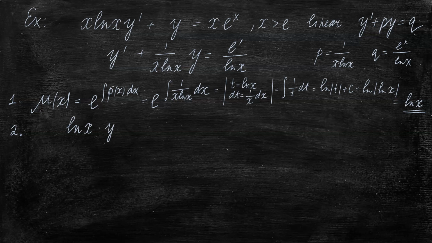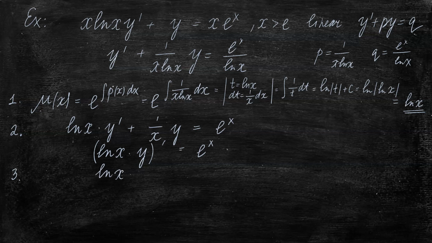So ln x times y prime plus 1 over x y is equal to e to the x. So now the equation doesn't look as intimidating as it used to. And if we did everything correctly, on the left hand side we're going to have the derivative of the product of the integrating factor and the unknown function y. And now in step 3 we're going to find what's inside of the parentheses by integrating the right hand side.